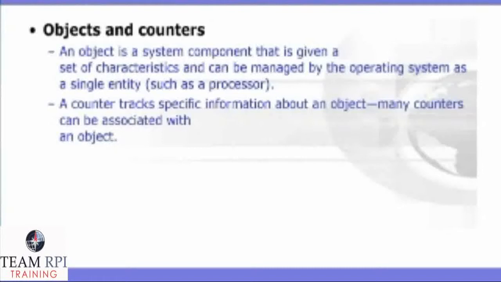Now we'll talk about objects and counters. An object is a system component that is given a set of characteristics and can be managed by the operating system as a single entity, like a processor. The counter tracks specific information about an object. So you'll find many counters can be associated with an object.